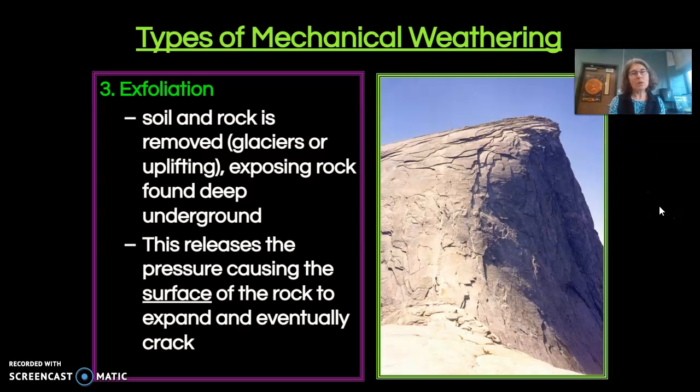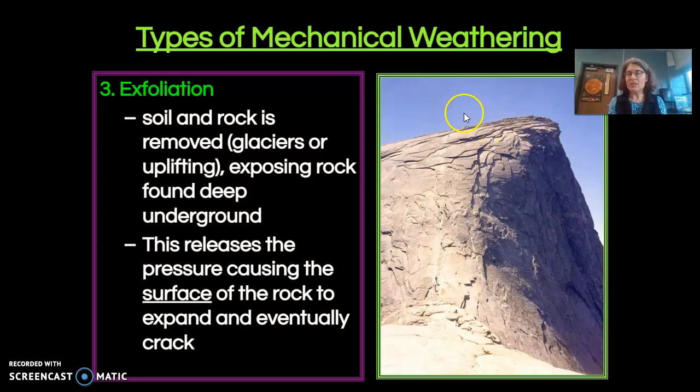Another type of mechanical weathering is called exfoliation. So oftentimes big bedrock pieces are going to be covered with layers of soil or rock, and something will happen that causes that soil or rock to be moved away, exposing the underlying bedrock. All of that soil and rock that used to be on top was actually putting pressure down on top of that bedrock. And when that's no longer there, holding it in place, you get less pressure holding those layers in place, and they start to exfoliate or peel off.